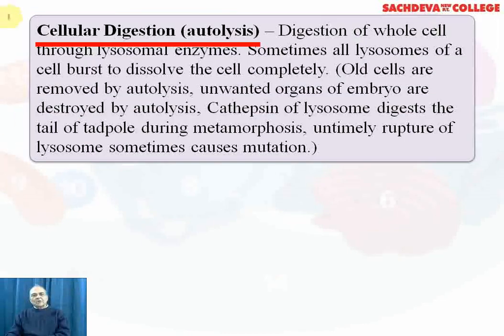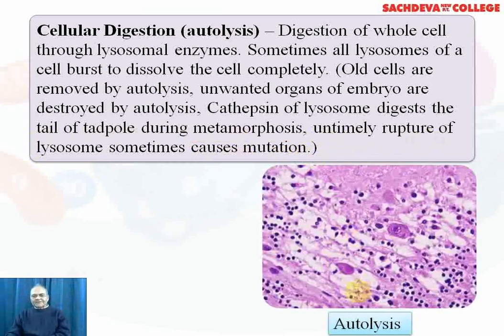Cellular digestion, that is autolysis. Digestion of the whole cell through lysosomal enzymes. Sometimes all lysosomes of a cell burst to dissolve the cell completely. Old cells are removed by autolysis. Unwanted organs of the embryo are destroyed by autolysis. Cathepsin of lysosome digests the tail of the tadpole during metamorphosis. Untimely rupture of lysosome sometimes results in mutation. You can see the autolysis.